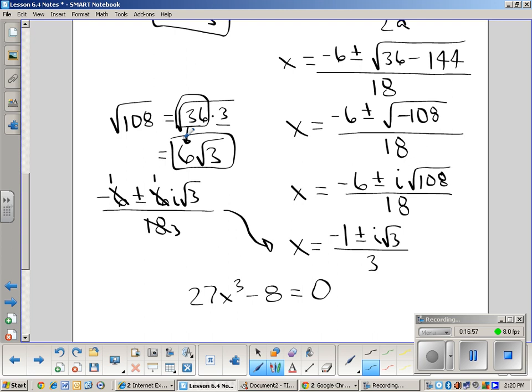Square root of 3, I can't do anything with it, so I just leave it that way. So square root of 108 turns into this, yes. I don't understand why you put the... 6i square root of 3.